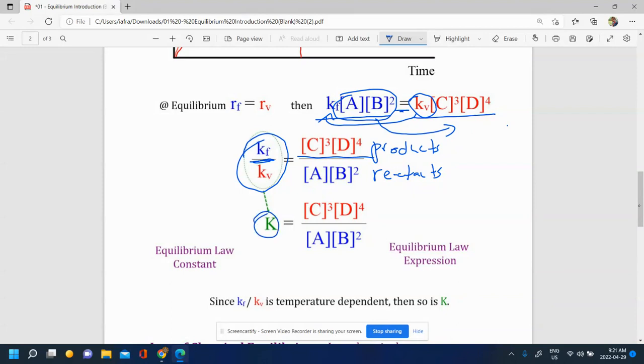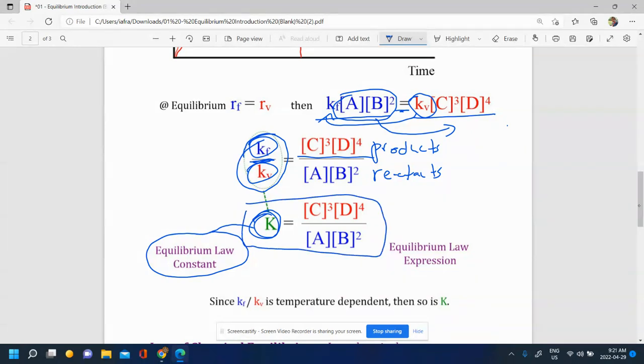And so now this ratio of the forward K and the reverse K is an integrated K. It's a ratio. It includes both the reverse rate constant and the forward rate constant, and we give this new K value something called an equilibrium constant. So this is called an equilibrium law constant, or just equilibrium constant. And this whole expression that we've created here is called an equilibrium expression or equilibrium law expression.